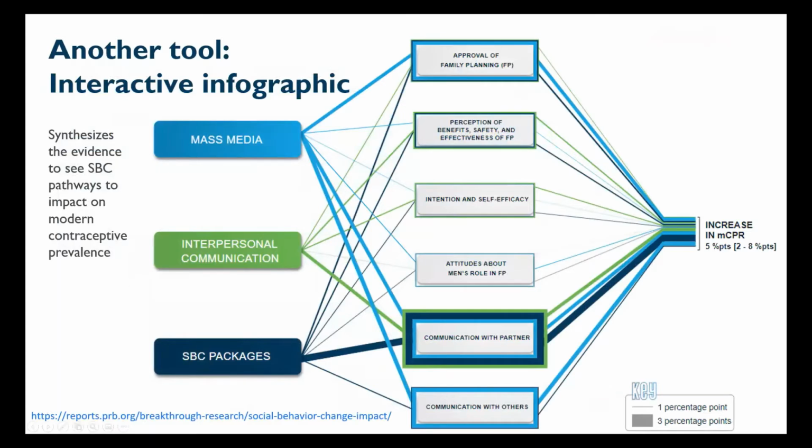Another resource we developed is an interactive infographic that synthesizes the evidence about impact. So the web link is, again, down at the bottom left-hand side. And basically, when you click on any of these buttons on the left, you can see the evidence and the resulting increase in modern CPR from these SBC interventions, and you can see the intermediate impact, the pathways, including the intermediate impacts. So I encourage you, that's another resource that's very, very helpful. Next, please.